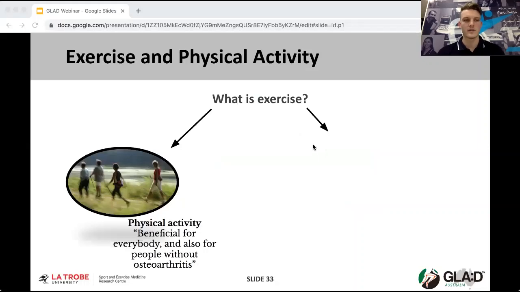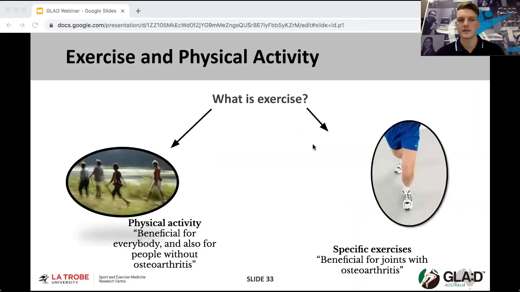All right, so let's talk about exercise and physical activity. Physical activity is good for everyone, and staying active is an important part of managing osteoarthritis. Physical activity can occur during leisure activities, so when you're walking, playing sport, or through your occupation as well.